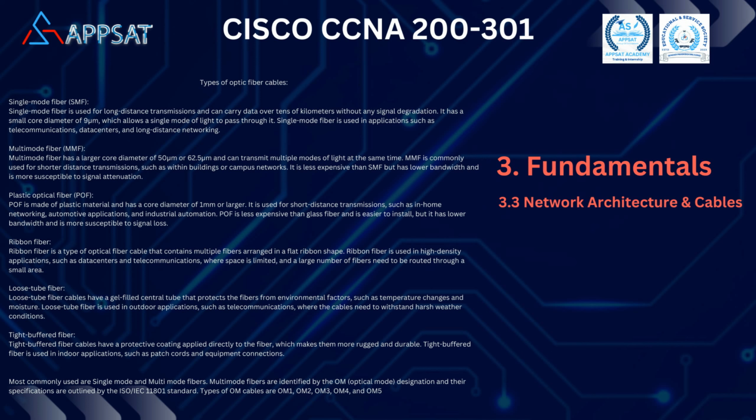Tight buffered fiber. Tight buffered fiber cables have a protective coating applied directly to the fiber, which makes them more rugged and durable. Tight buffered fiber is used in indoor applications, such as patch cords and equipment connections. Most commonly used are single-mode and multi-mode fibers. Multi-mode fibers are identified by the OM optical mode designation, and their specifications are outlined by the ISO/IEC 11801 standard. Types of OM cables are OM1, OM2, OM3, OM4, and OM5.